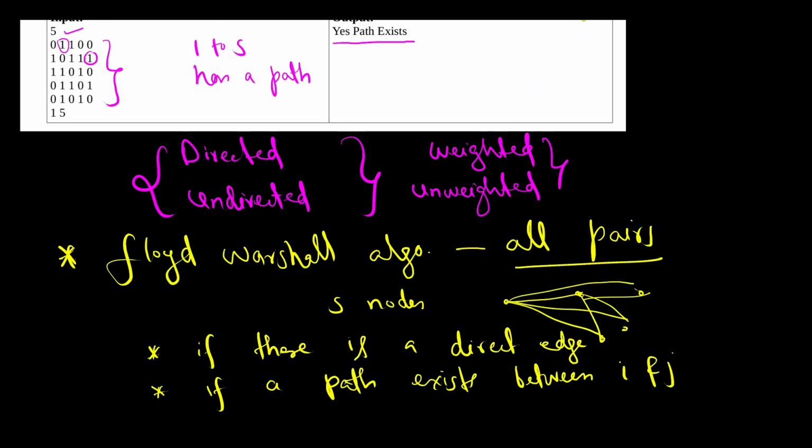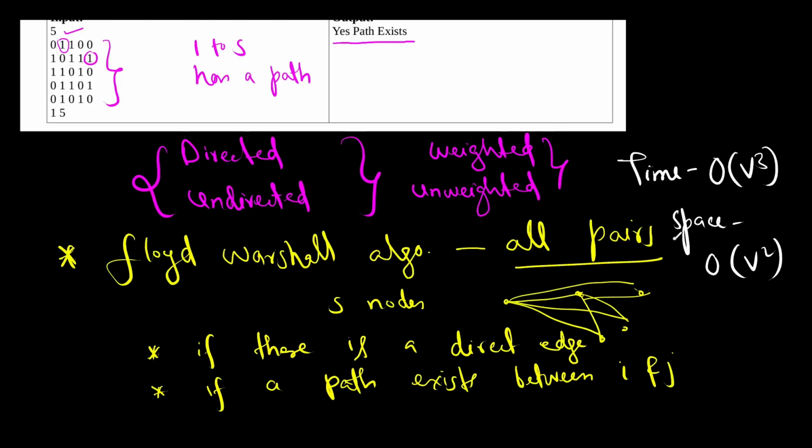But we are not going to use this algorithm, and there is a reason behind that. And what is the reason? The time complexity of this particular algorithm is very high. It's V cube. And if you talk about space complexity, it's O(V square), right? It takes a whole matrix. So we are not going to use this algorithm here.